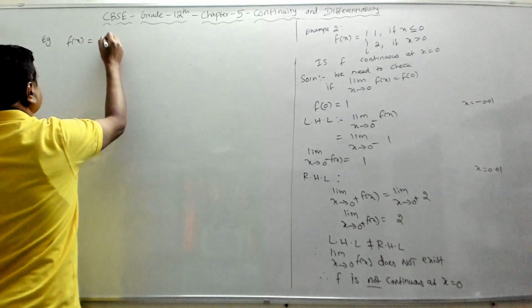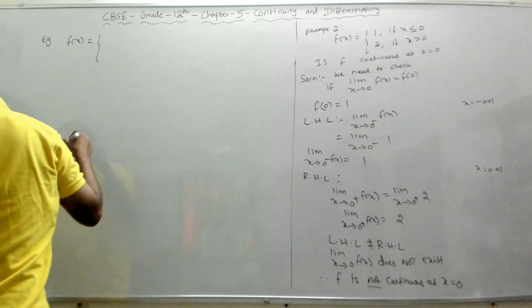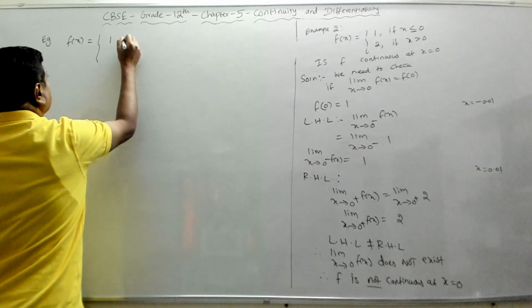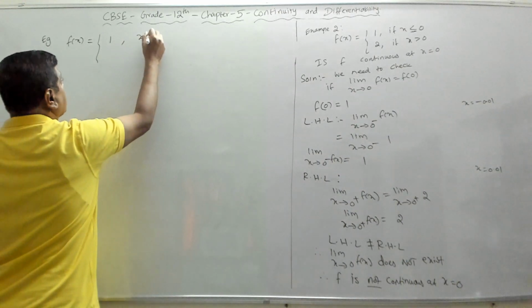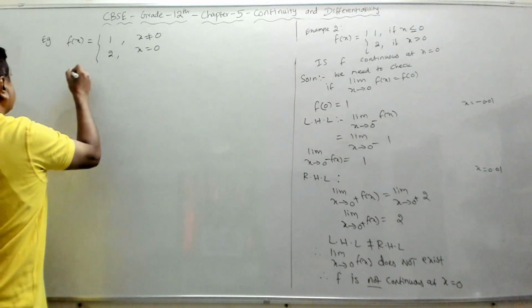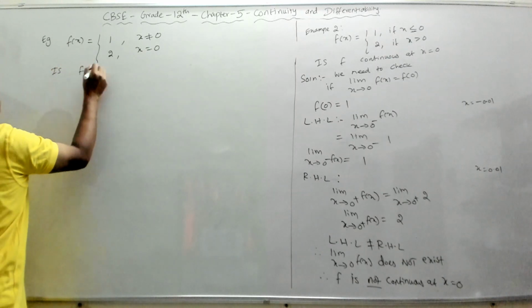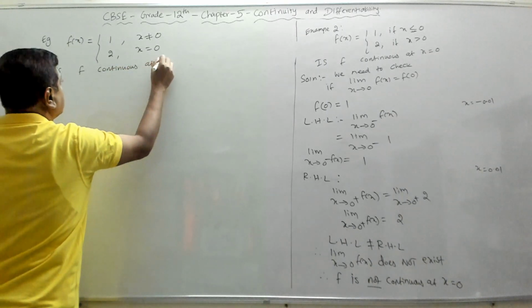Suppose f of x is defined as follows: f of x is 1 when x is not equal to 0, and it is 2 when x is equal to 0. Now again the same question: is f continuous at the point x equal to 0?